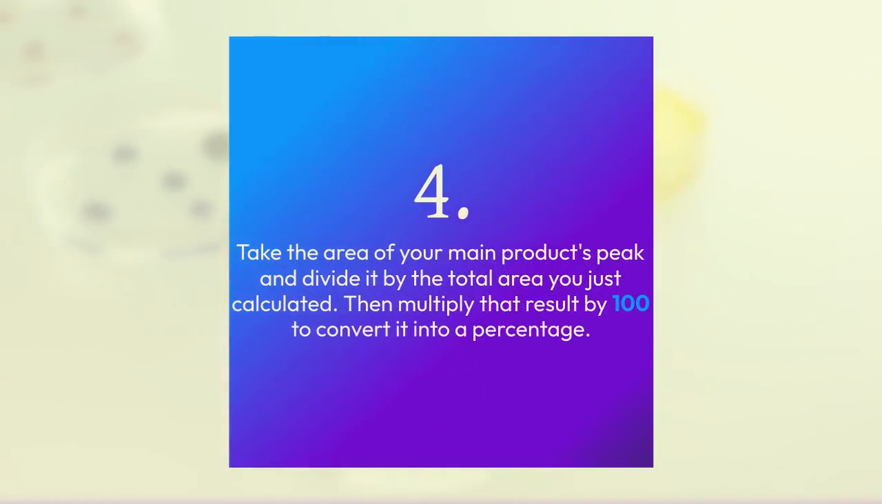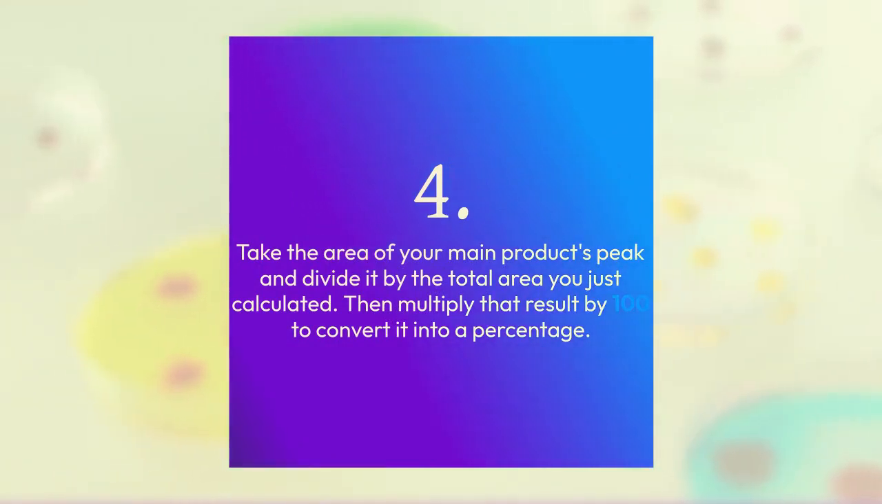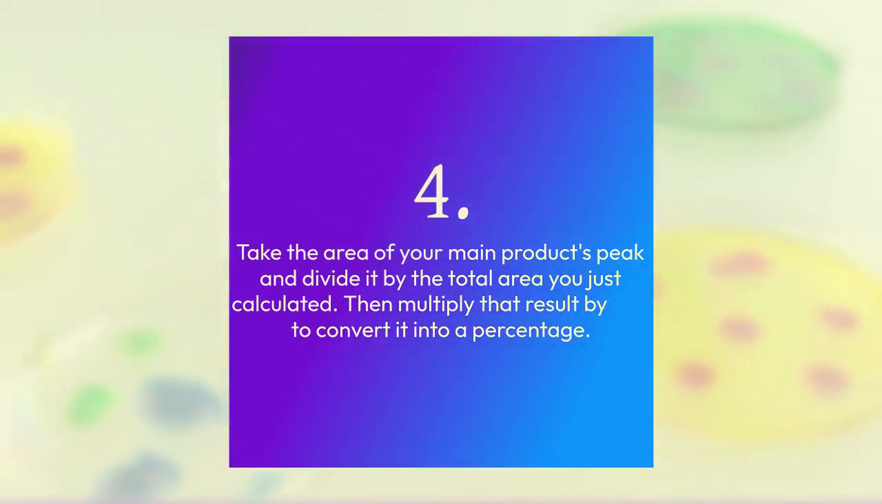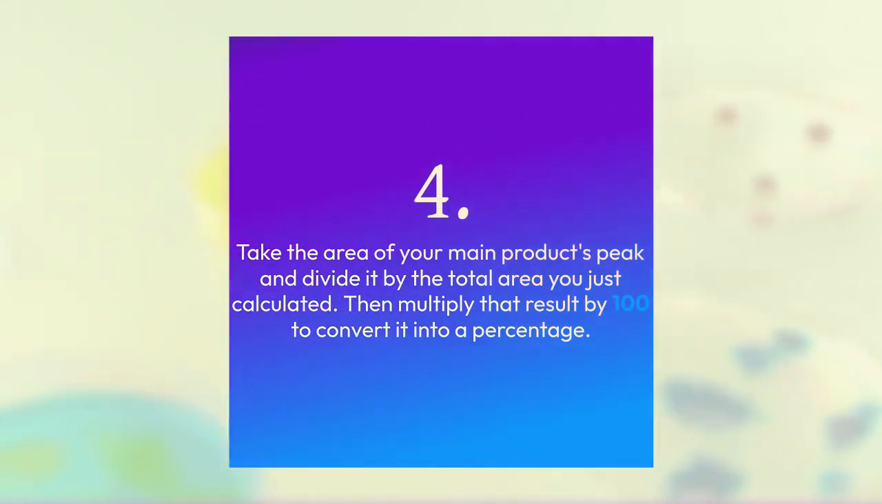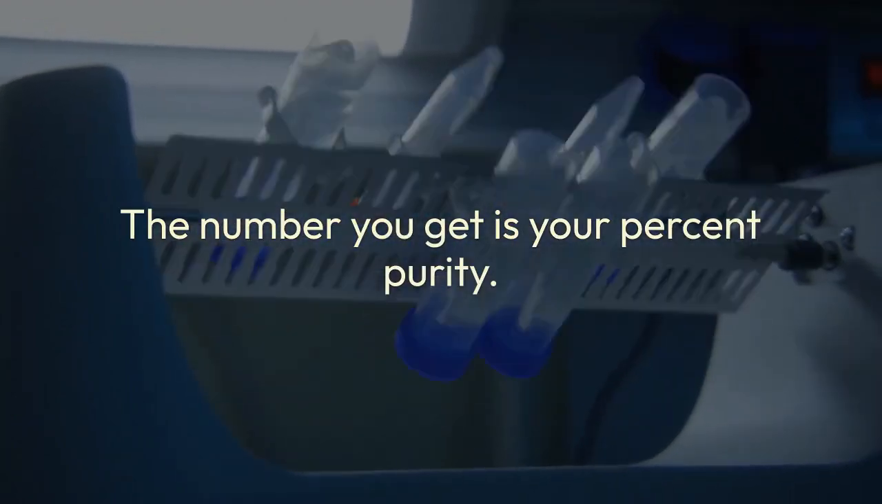Number 4, now for the final calculation. Take the area of your main product's peak and divide it by the total area you just calculated. Then, multiply that result by 100 to convert it into a percentage. The number you get is your percent purity.